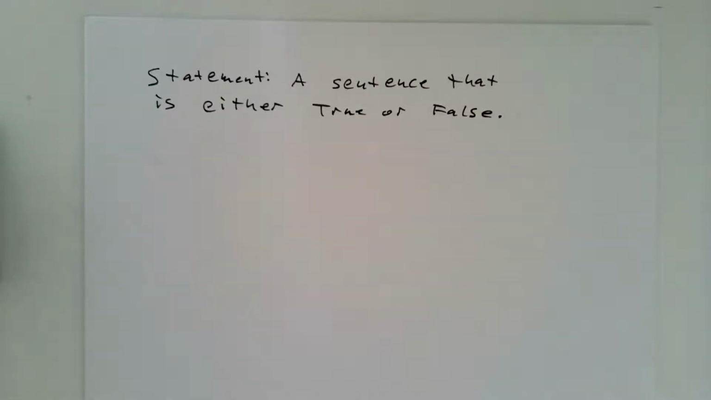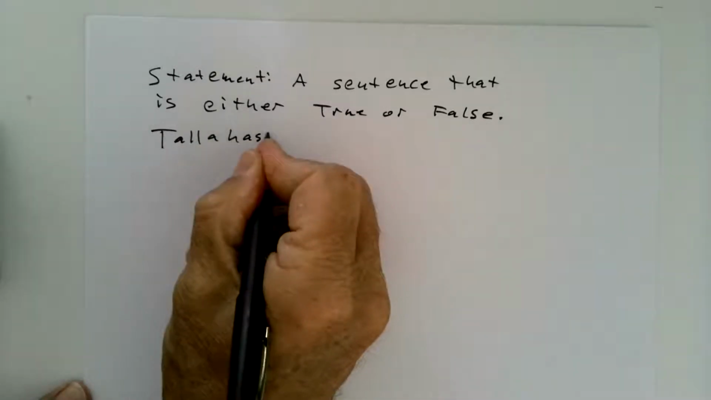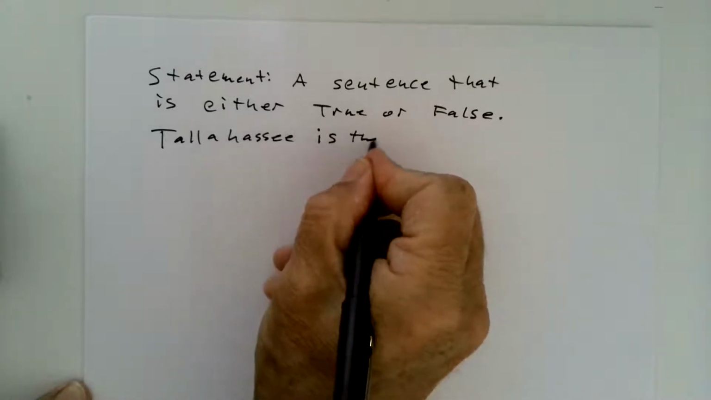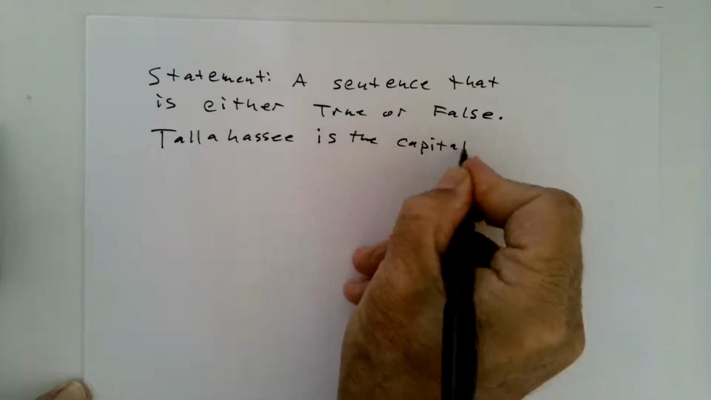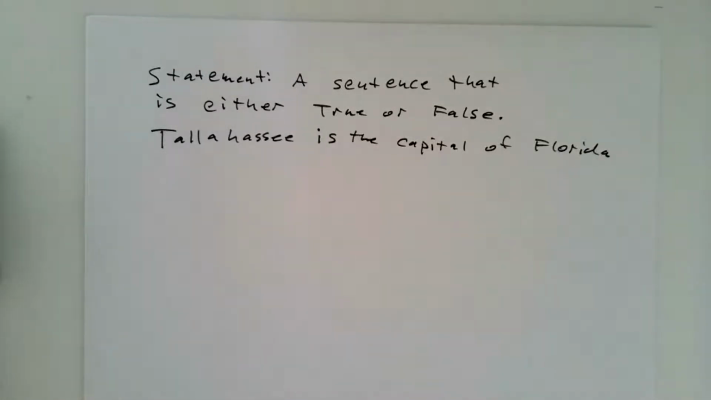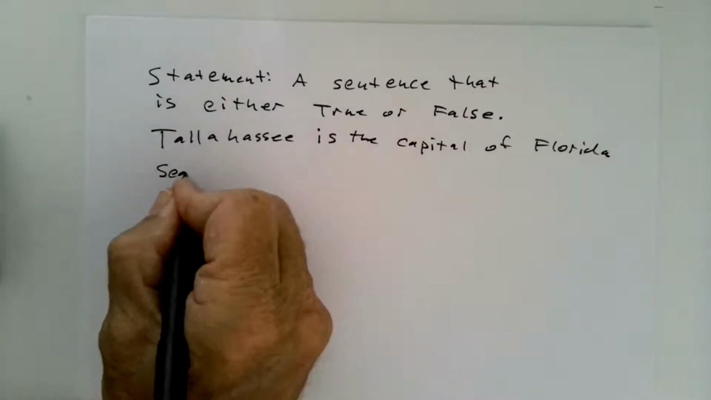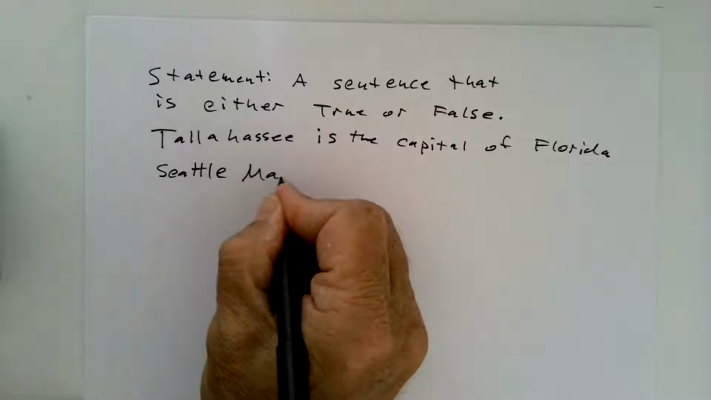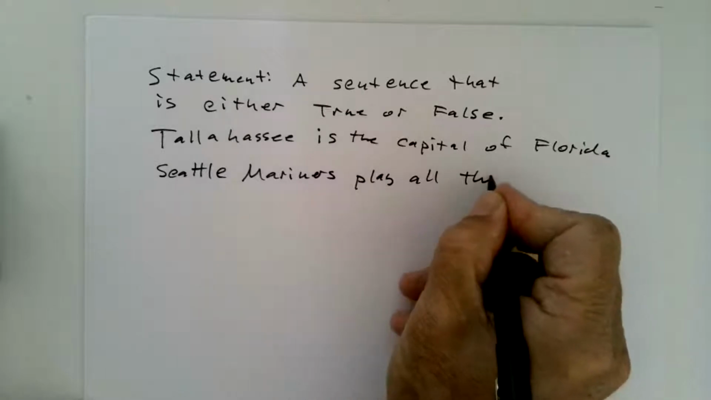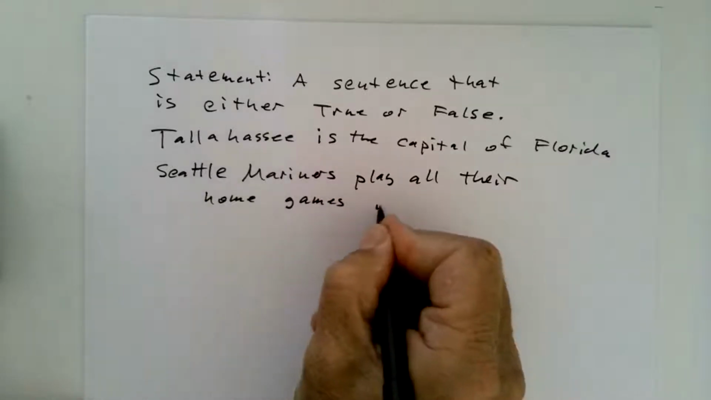So I could say something that's true. For example, I could say Tallahassee is the capital of Florida. That has a truth value of true. I could say something that is false. For example, I could say that the Seattle Mariners play all their home games in Russia.